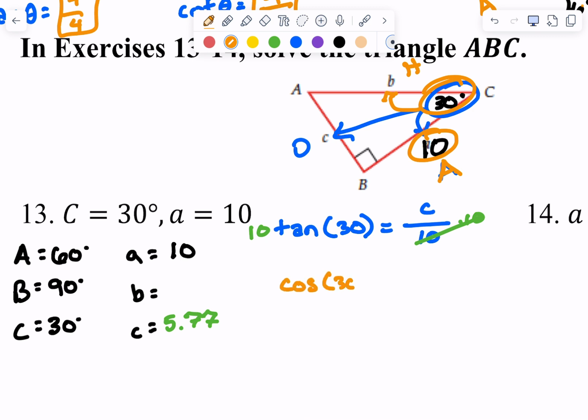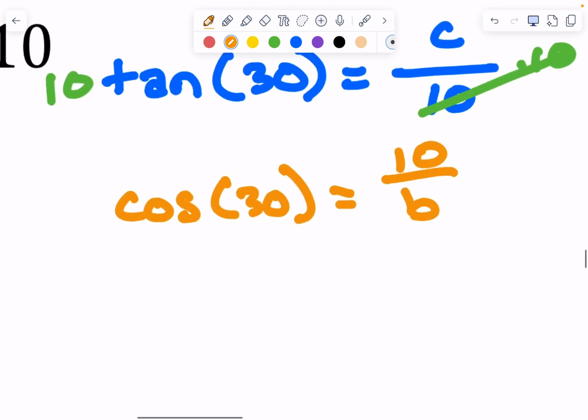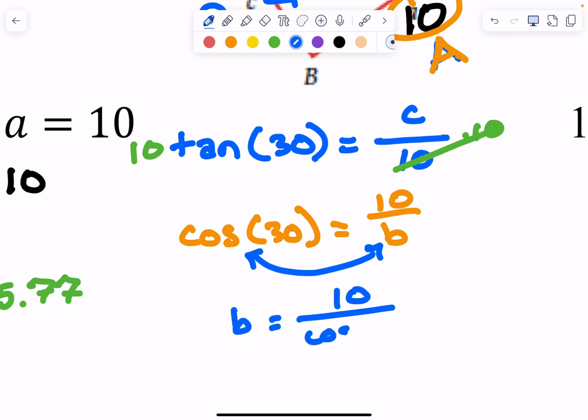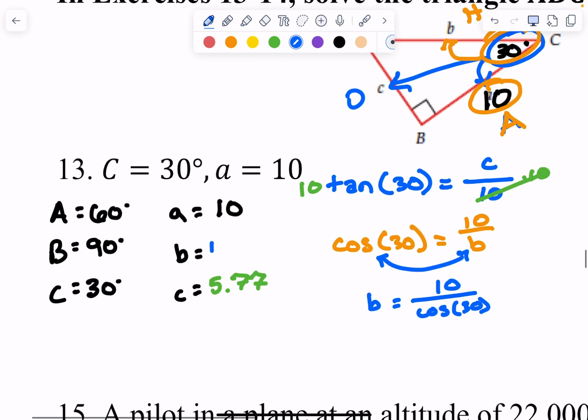Cosine of 30 equals A over H. A is 10 and H is B, right? How do I solve for B when B is on the bottom? 10 divided by cosine. Yeah, we switch these two, so B is equal to 10 divided by cosine of 30. Do we remember doing that? 11.5. Yes.